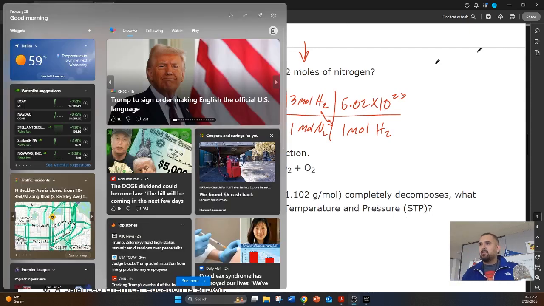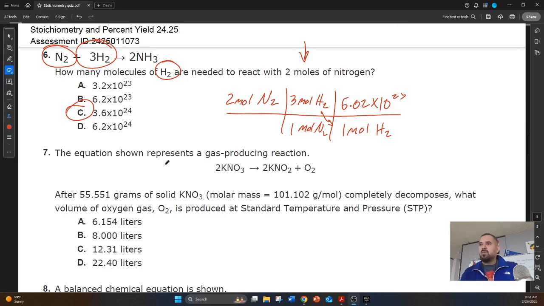Okay, so a lot of you did get this one correct. The equation shown represents a gas-producing reaction. After 55.5 grams of solid KNO3 completely decomposed, what is the volume of oxygen? So a 3-step problem. And first thing we're going to do is plug in our given.